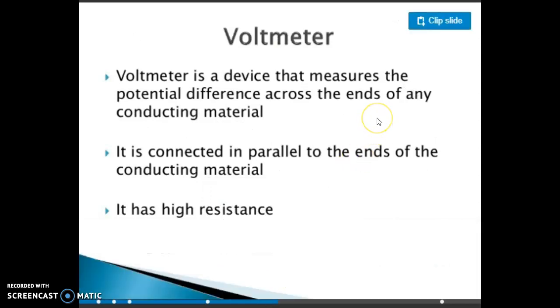Now we will discuss about voltmeter. What is voltmeter? Voltmeter is a device that is used to measure the potential difference across the 2 points. It is a device that measures the potential difference across the ends of any conducting material. It is connected always in parallel to the ends of conducting material. It has a very high resistance.